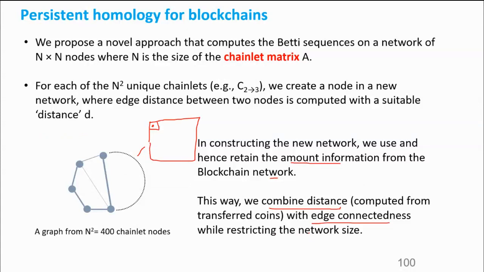So in a sense, we are taking the full Bitcoin network of a day. We are creating a new chainlet graph out of them. And on this chainlet graph, we can do persistent homology. So this is actually quite a scalable way to apply persistent homology to a very large graph. Okay.